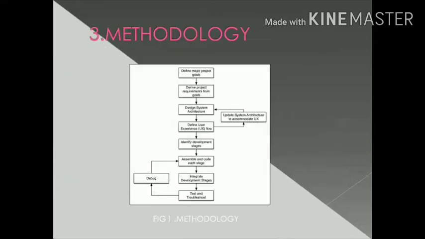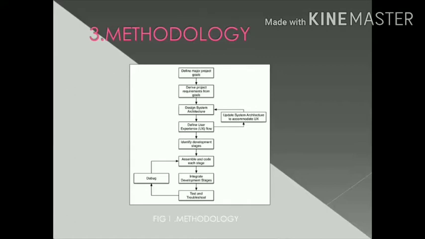So coming to the methodology. The first methodology step is to define major project goals. All the goals of the project are to be defined firstly, and then the project requirements are derived from the goals. What are the goals of the project which we need to accomplish? Then we need to design the system architecture.